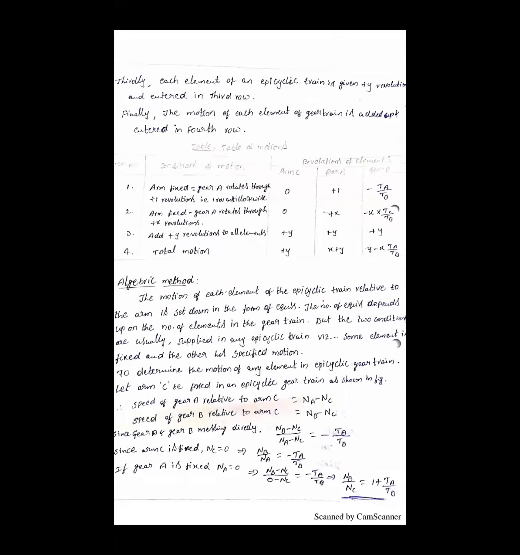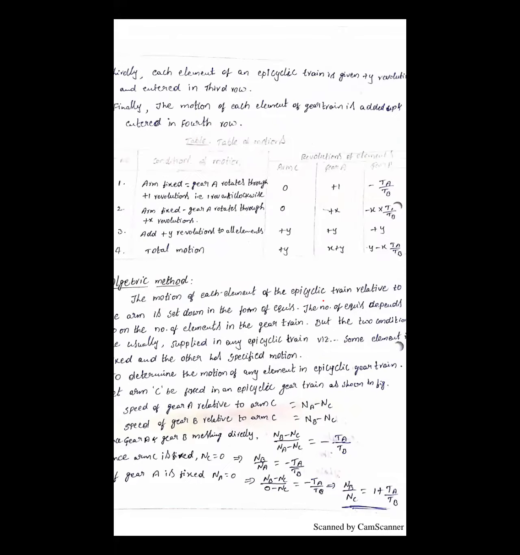How many elements are there in our gear train? All of those are put in the columns. Three elements are there: gear A, gear B, and the arm. The first column indicates the condition of motion, and then the arm C, gear A, and gear B columns indicate the speeds of the arm C, gear A, and gear B.